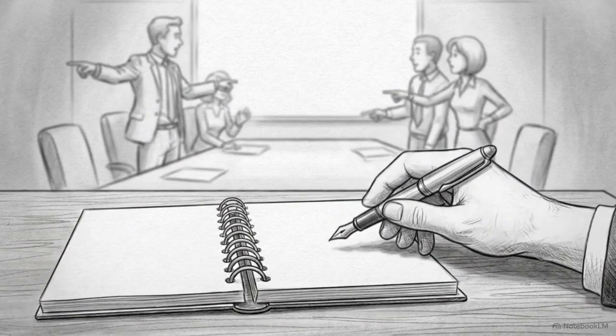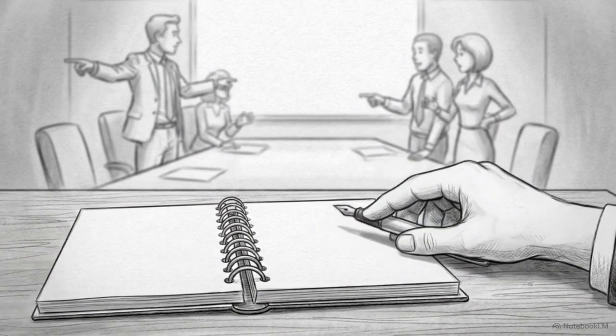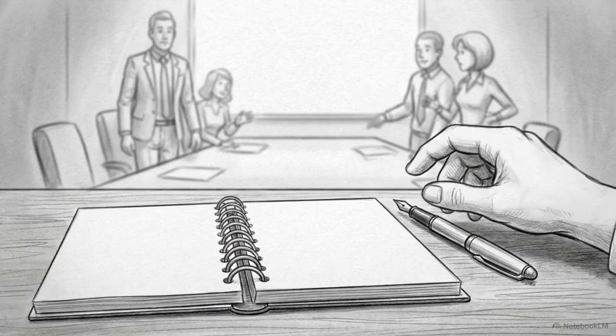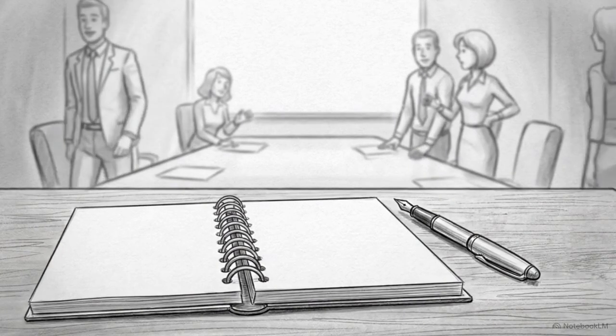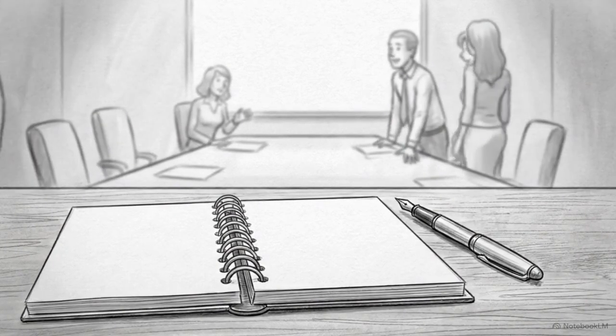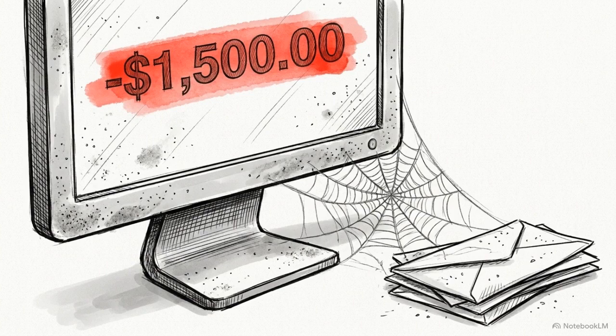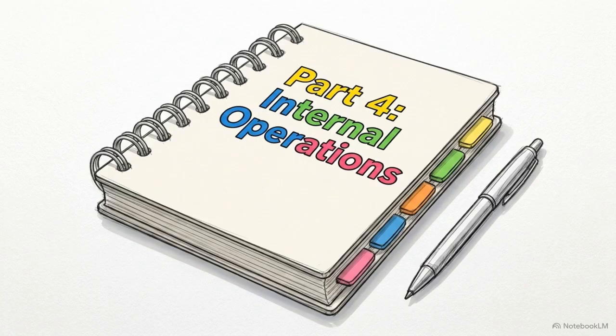Every day, decisions are made in meetings. Someone promises to follow up, and nobody writes it down. Or a software subscription automatically renews for another 12 months without anyone noticing. These unmanaged internal operations silently bleed capital and time from your business. Part 4 of the Business Owner Workbook solves this.